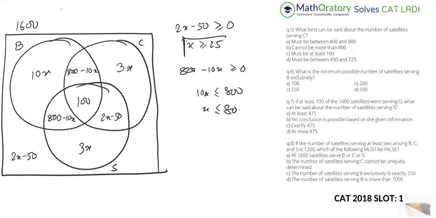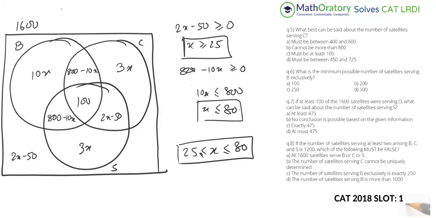So now if you combine these two, you're getting a range of x, right? So we are getting a range of x as lying in the region of 25 to 80, both inclusive, of course. So this is the range of x. As soon as we get this range, we can now figure out these kind of questions very quickly. So let us go ahead with the questions now.